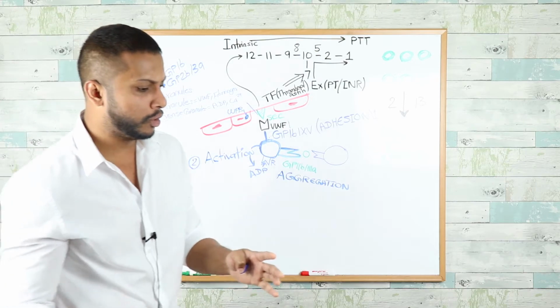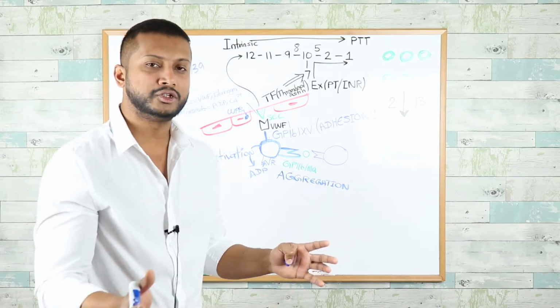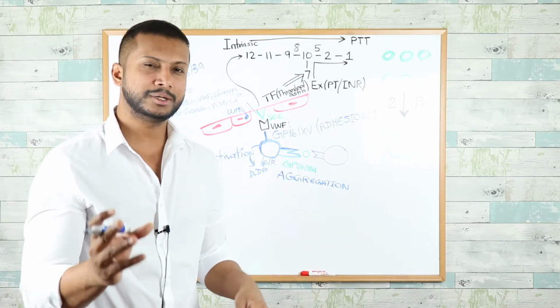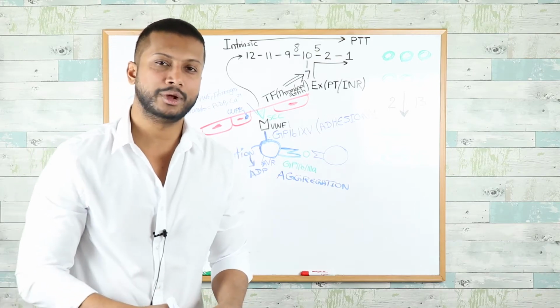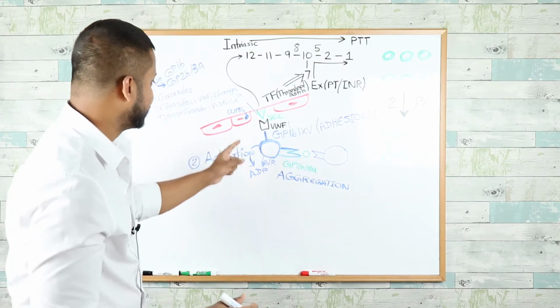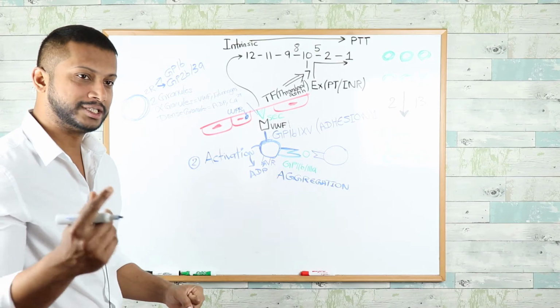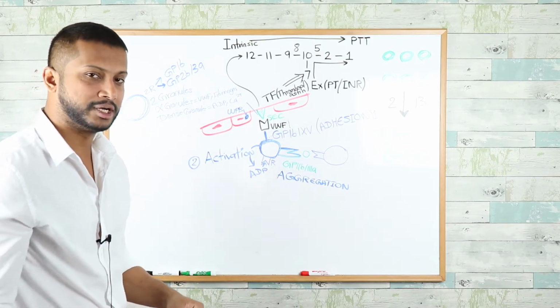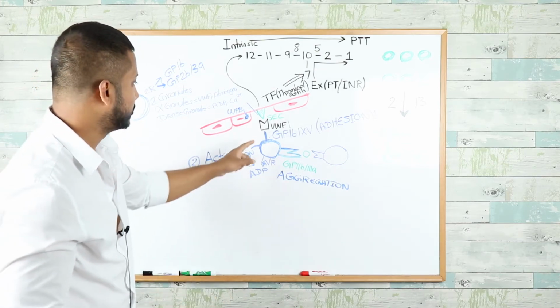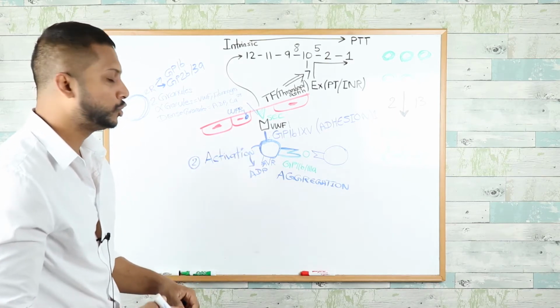Now, in order for you to form the platelet plug, obviously you're going to need the platelet. But how does a platelet attach to the von Willebrand factor? Well, as I told you, it's got receptors. So let's take the first receptor that we need. The first receptor that we have is GP1B.